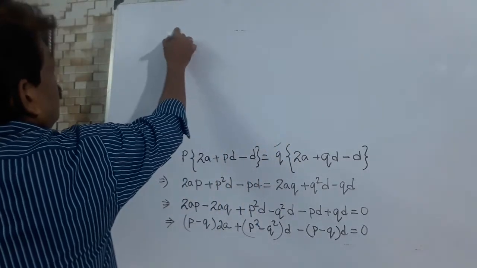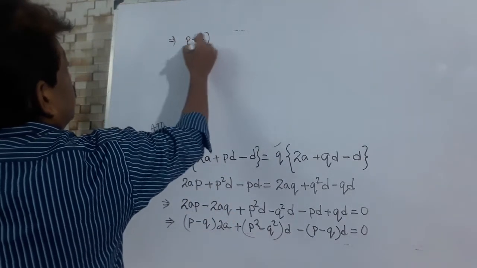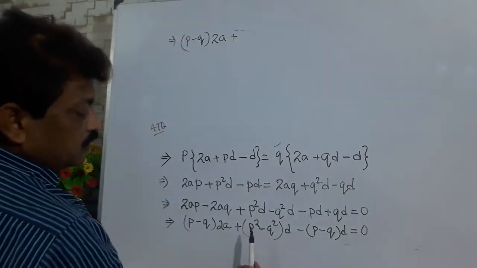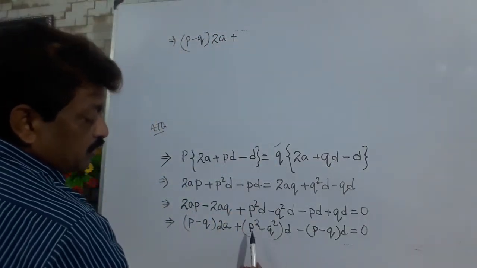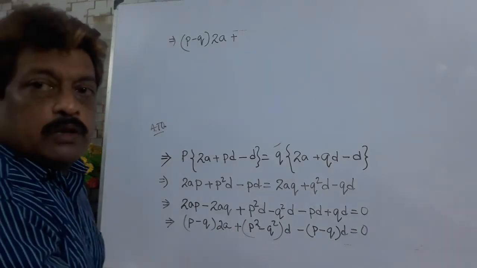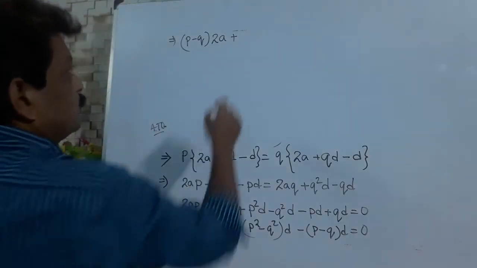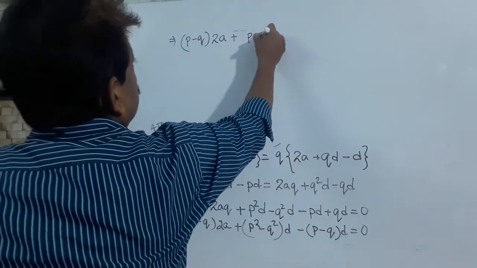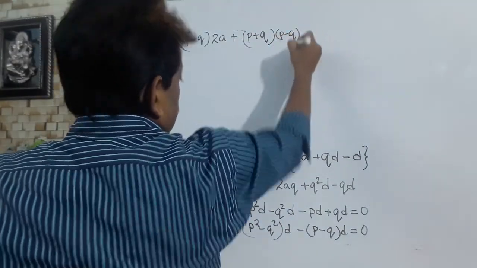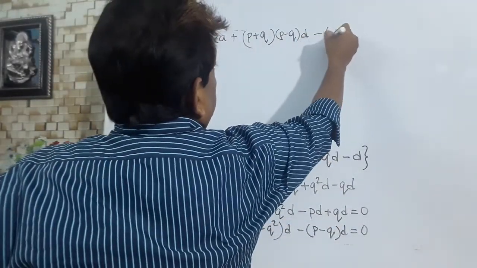Now p minus q multiplied with 2a, here I can use the identity a square minus b square, so it is p square minus q square, so it will be p plus q multiplied with p minus q. So p plus q multiplied with p minus q, and then d, and here also p minus q.